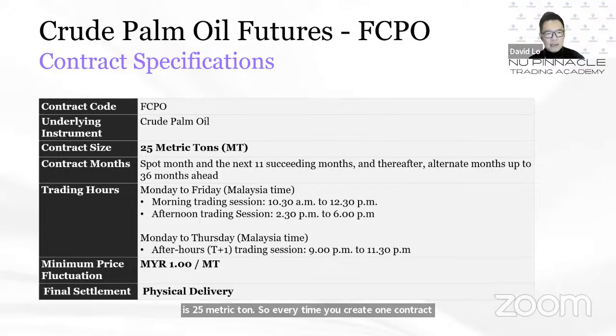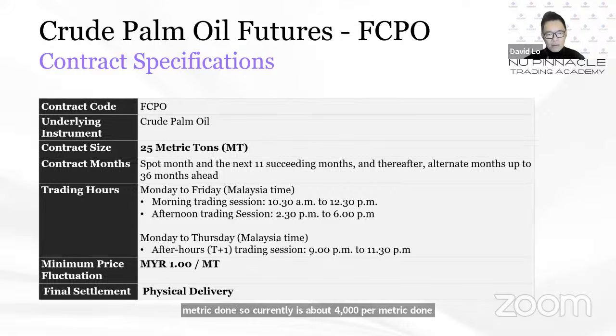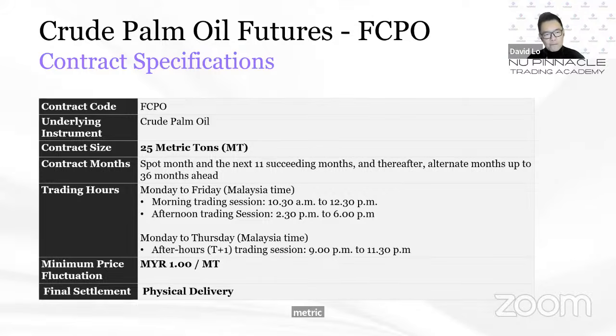Right, and this minimum movement is 1 ringgit. That means it's quoted in ringgit per metric ton. So currently it's about 4,000 per metric ton. Every single 1 ringgit move is the minimum move, and because it's 25 metric tons, every time it moves 1 ringgit, each contract that you hold moves by 25 ringgit, up and down.